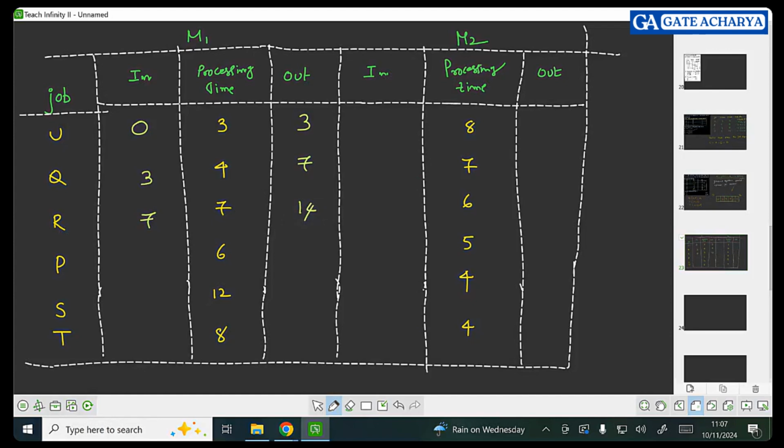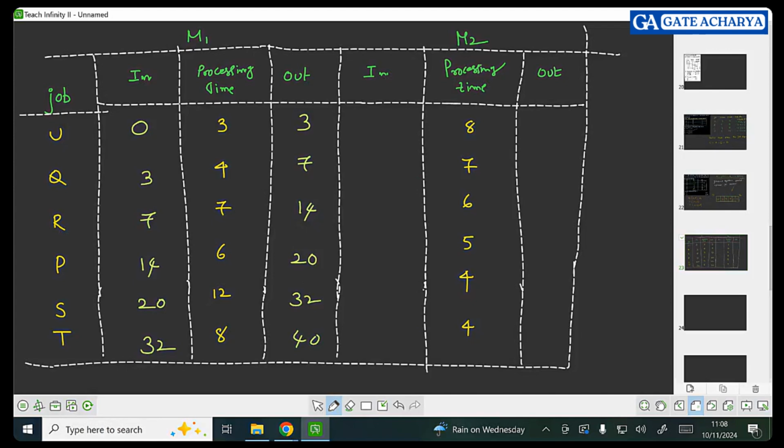Right. Next, 14 in time for the D job and its processing time 6, so that 14 plus 6 is 20, right? And after 20 minutes, S job enters and it takes operation for 12 minutes and at 32 minutes it will go out. Now here 32 minutes plus 8, so that you are getting is 40. Clear, everybody? Good, very good. Right.